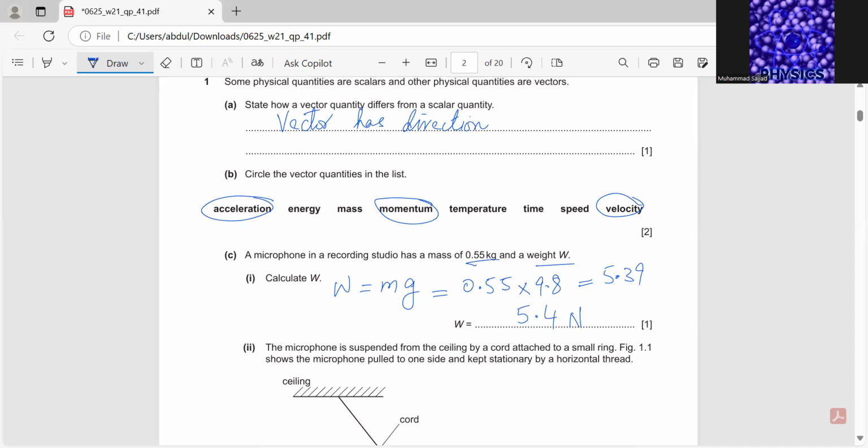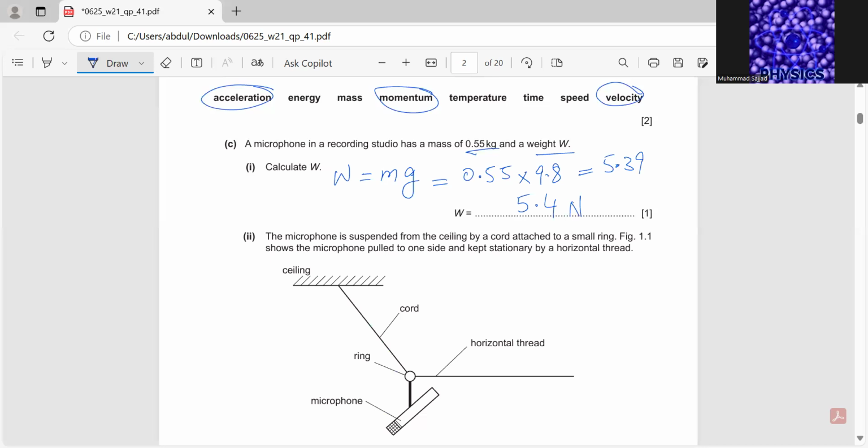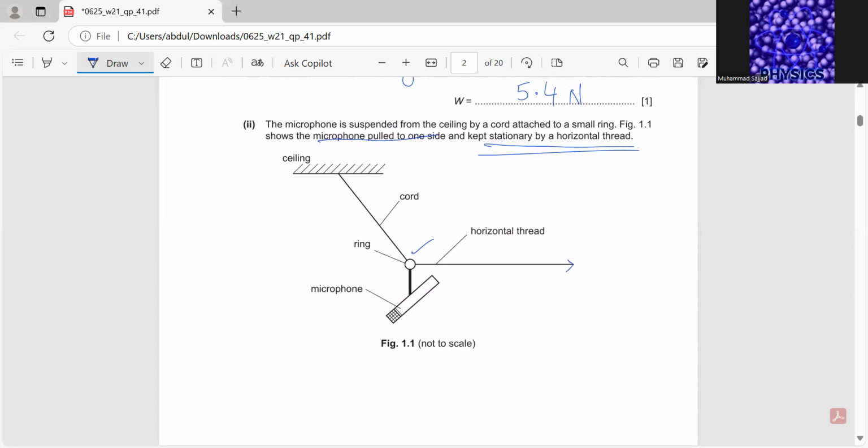5.4 Newton. The microphone is suspended from the ceiling by a cord attached to a small ring, as in the figure. Here is the ring. Figure 1.1 shows the microphone pulled to one side and kept stationary by a horizontal thread. So this horizontal thread, it is stationary. It means it is at rest. It means the microphone is in equilibrium.